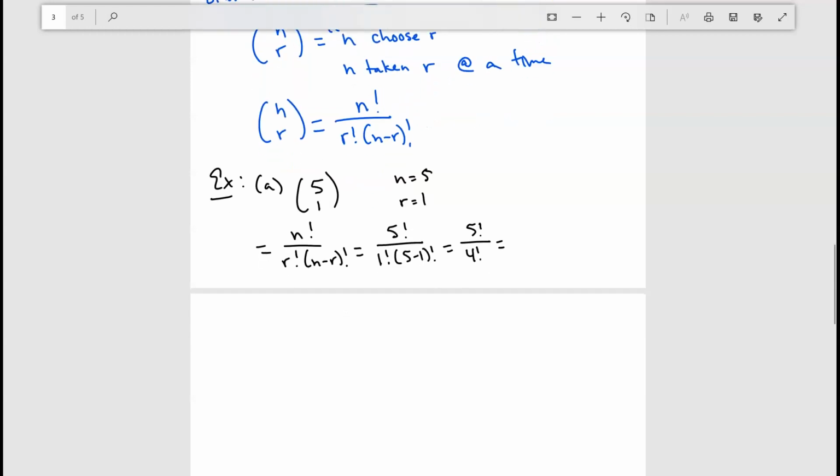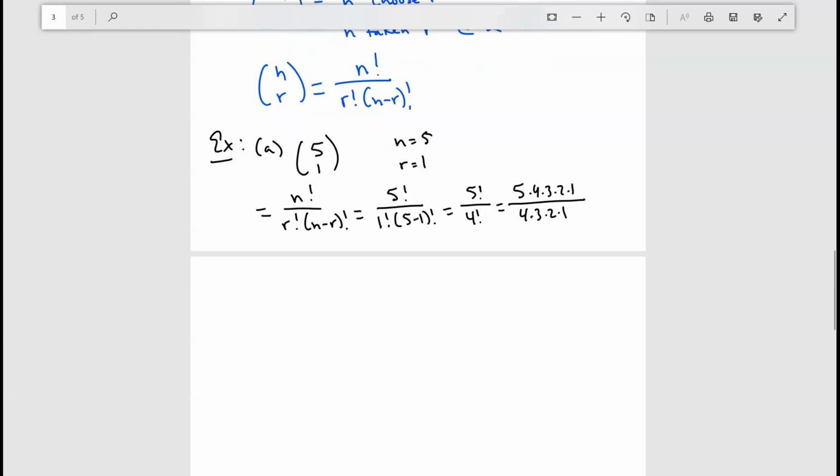So one thing that you can do, a little shortcut, instead of multiplying everything out: 5 factorial is just 5 times 4 times 3 times 2 times 1. 4 factorial is 4 times 3 times 2 times 1. Notice that the 4, 3, 2, 1 cancels out with the 4, 3, 2, 1. And what I'm left with is just 5. So basically what this means is that, let's say you have 5 items, and you're only choosing one of them. This 5 means that there's 5 different ways in which I can choose from 5 items. I'm only choosing 1. So here's one way. Here's another way. I can choose this one, this one, and this one. So there's 5 different ways. So it kind of makes sense, okay?